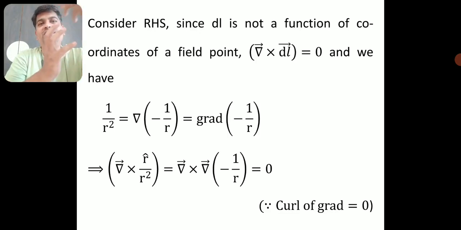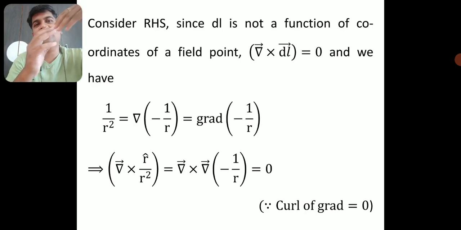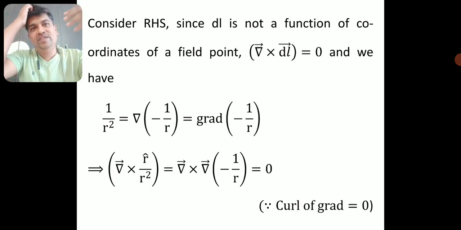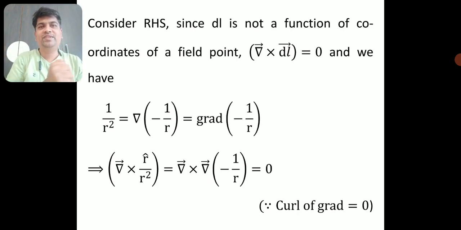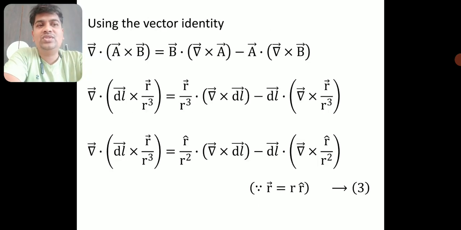Curl says a rotational kind of a thing. Divergence says how it is diverging. So if you do both for any vector, whether it is a rotational or an irrotational vector, the curl of the gradient will be 0. The curl of grad is 0. So the second term we got here is also 0. The curl of r cap by r square, which equals the curl of the gradient of minus 1 by r, is again 0.